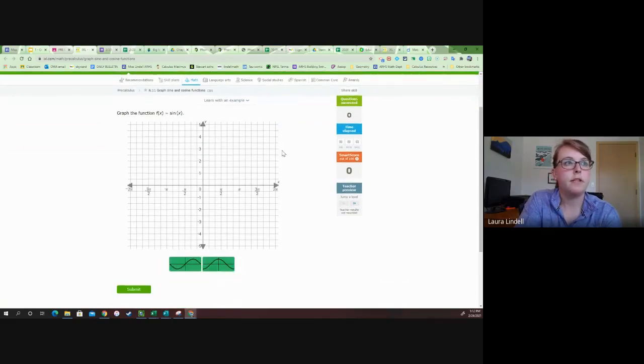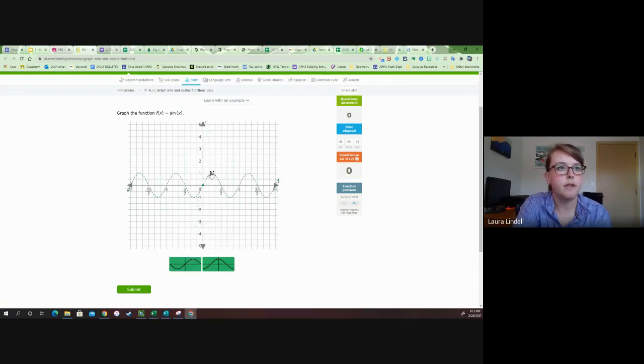Okay, so the first thing says graph the function f of x equals sine of x. So this is graphing sine and cosine functions, so make sure you pay attention to which one it gives you. Since it's a sine function, we're going to click on this one that corresponds with sine. And right away, it just gives you the regular sine function with a period of 2 pi and an amplitude of 1. But if you wanted to change it, you can drag these points to change the amplitude.